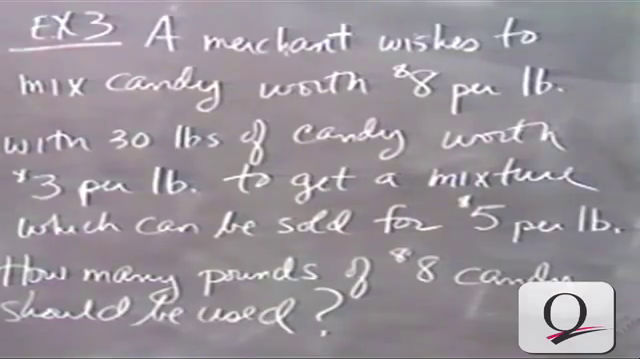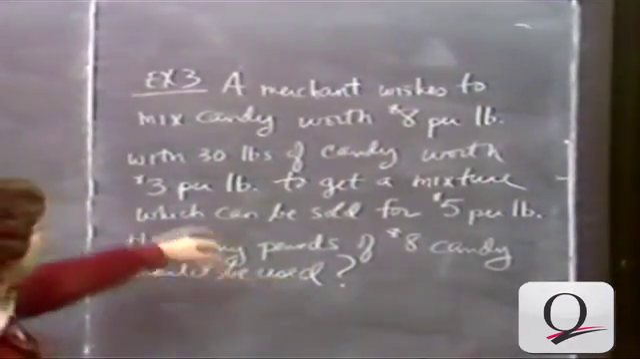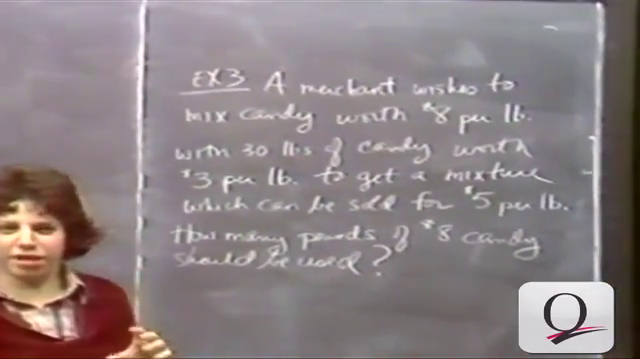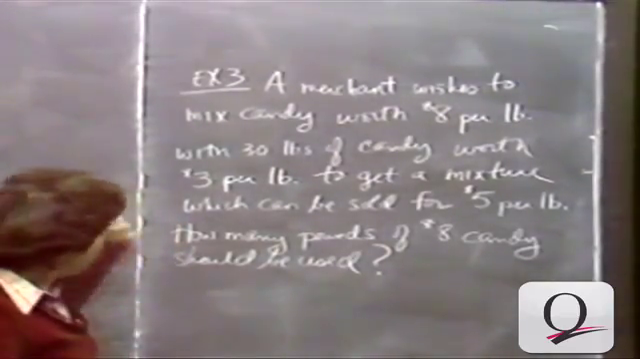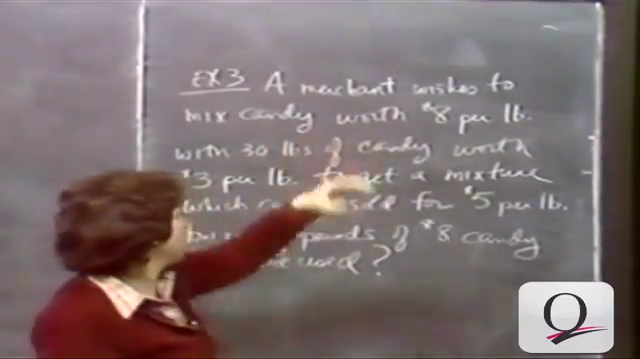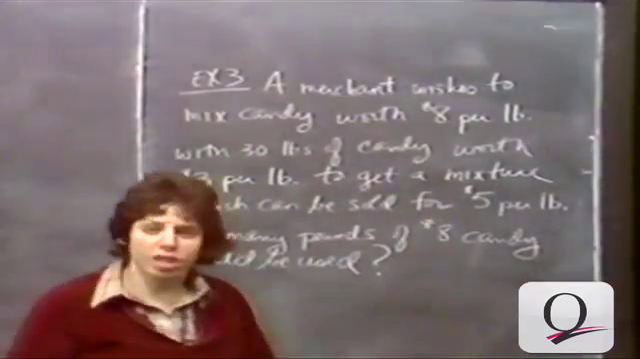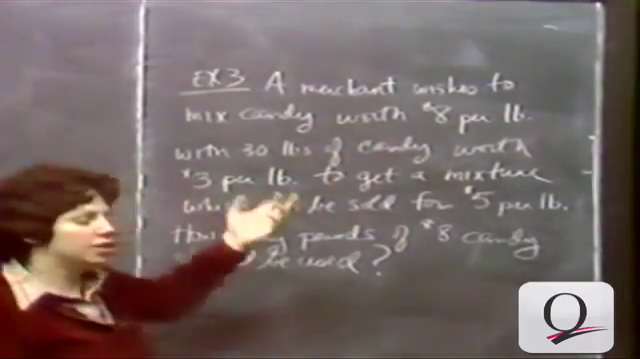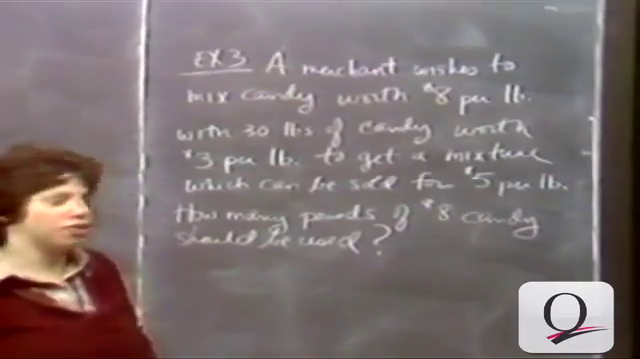Okay, now we assume the merchant is a fair man. You could say, no, don't use any $8 candy, just take the 30 pounds of candy worth $3 a pound and start selling it for $5 a pound. We're trying to assume that the merchant is a fair man, and he really wants to take a mixture of the more expensive candy with the less expensive candy and come out with a fair mixture that is really worth, as much as this is worth $8 and this is worth $3, $5 per pound. He doesn't want to cheat the consumer here.